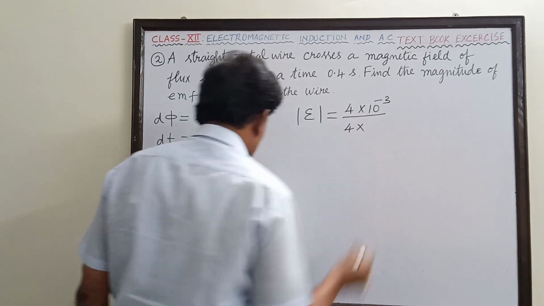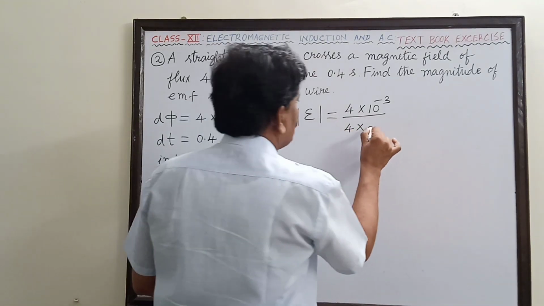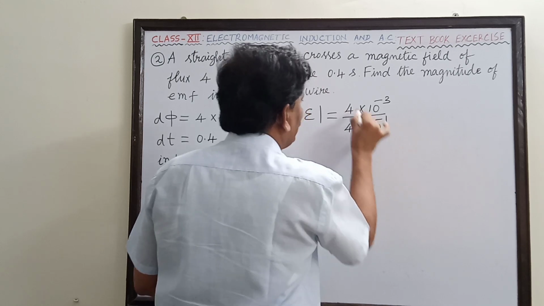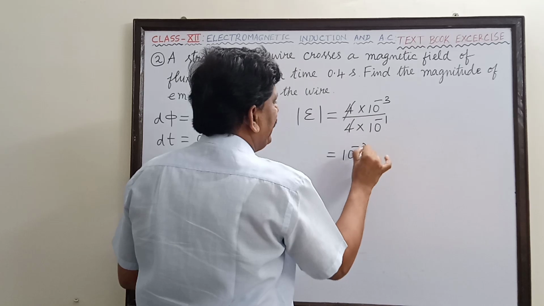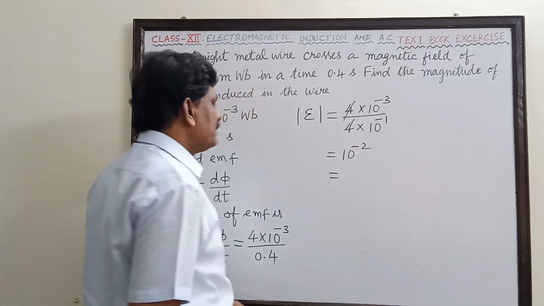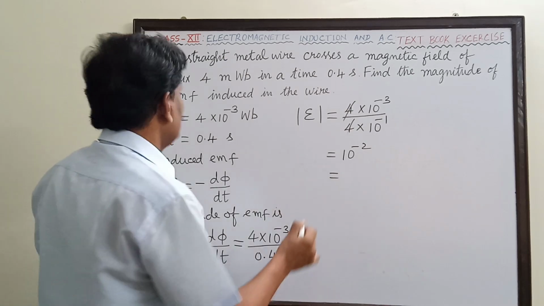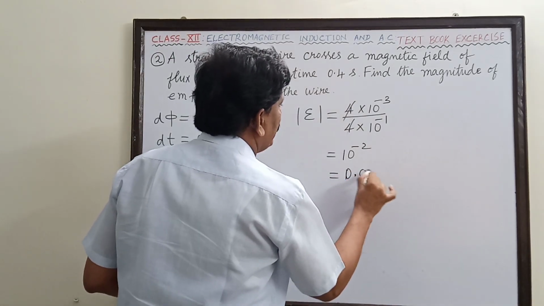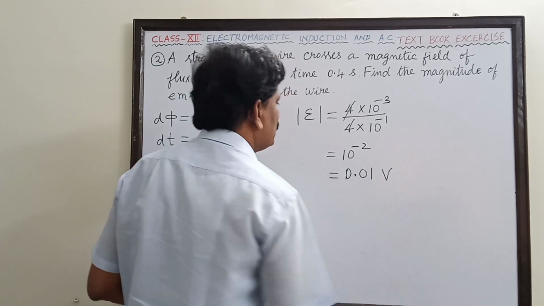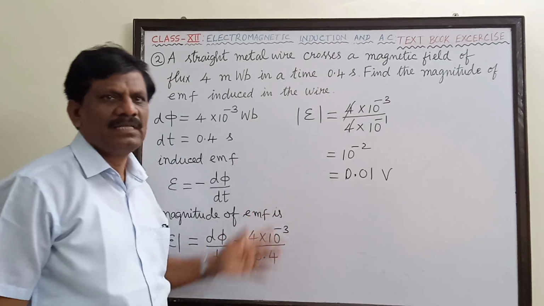4 into 10 power minus 1. So this is 4 into 10 power minus 1. So this is equal to 10 to the power of minus 2, which is 0.01 volt. Okay, so this is the answer.